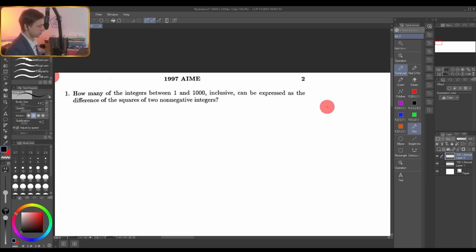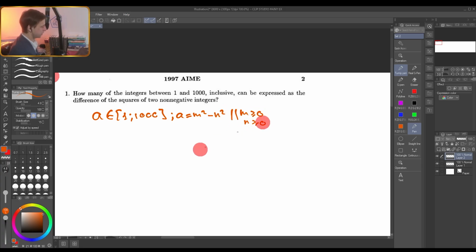What we're interested in is finding how many numbers a from 1 to 1000 can be represented as a difference of squares, m squared minus n squared, where both m and n are non-negative integers. And most people, when they approach this problem, will try to use the difference of squares formula. They will say that a equals (m minus n) times (m plus n).